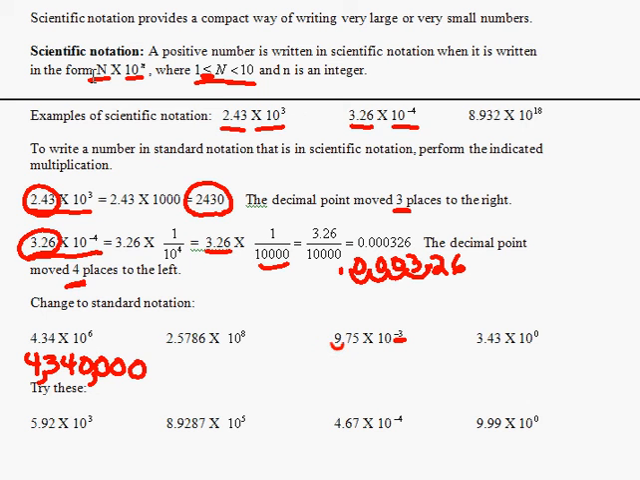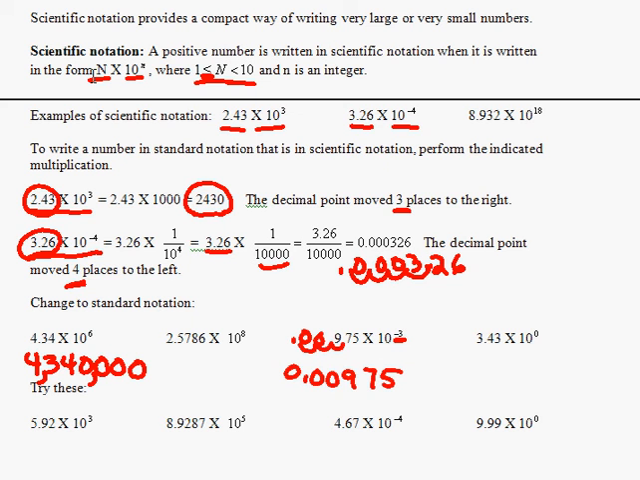So I'm moving it 3 places to the left. 1 place takes me in front of the 9. 2 more places brings me here, so it's 0.00975. That took me from behind the 9 to in front of the second 0 in front of the 9, or a total movement of 3 places.